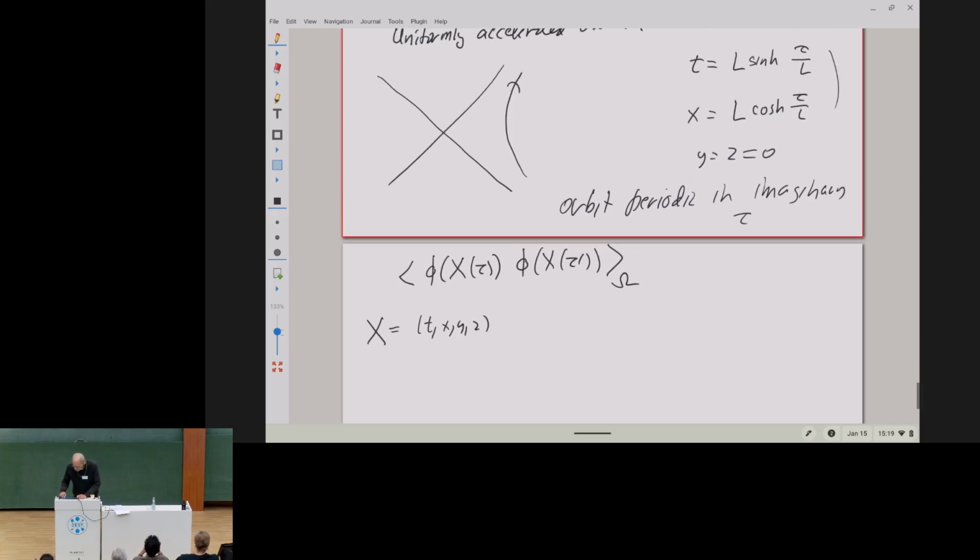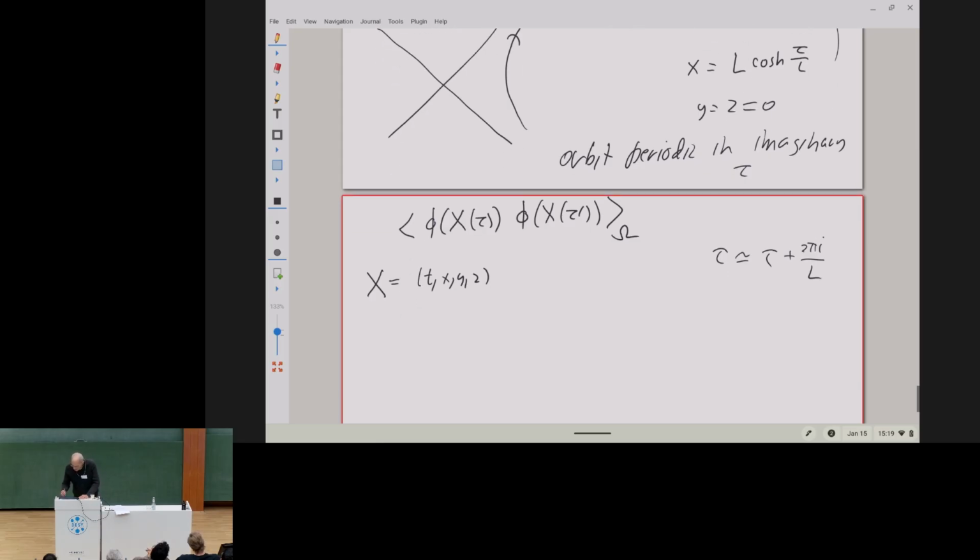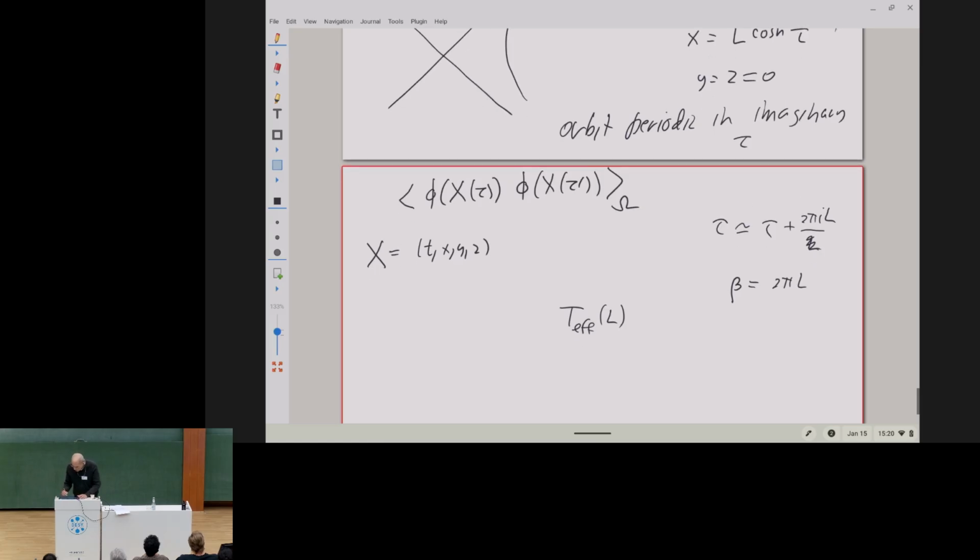And you see, the period is going to be the periodicity of the orbit itself. So the orbit is periodic with period tau going to tau plus 2 pi i L, not 2 pi i over L. So beta is 2 pi L. And the temperature for this observer who's accelerating in a way determined by this L is 1 over 2 pi L.